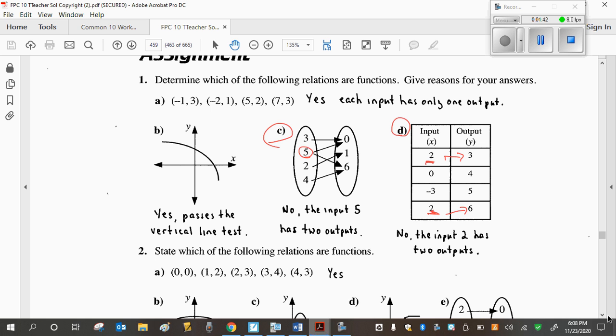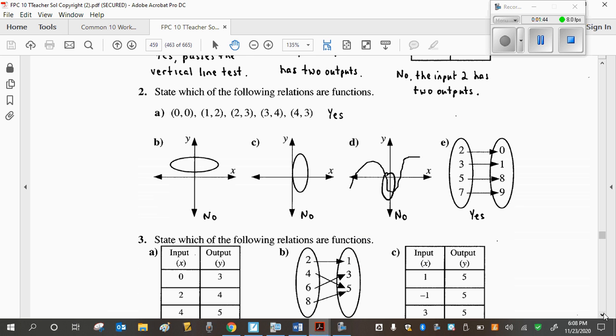Let's look at number 2. Vertical line test. If you can only hit it once with a vertical line, it is a function. If you can hit it more than once, it's not a function.